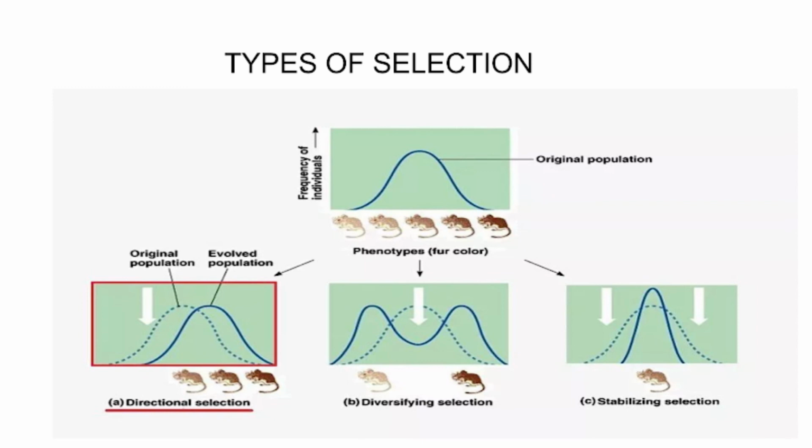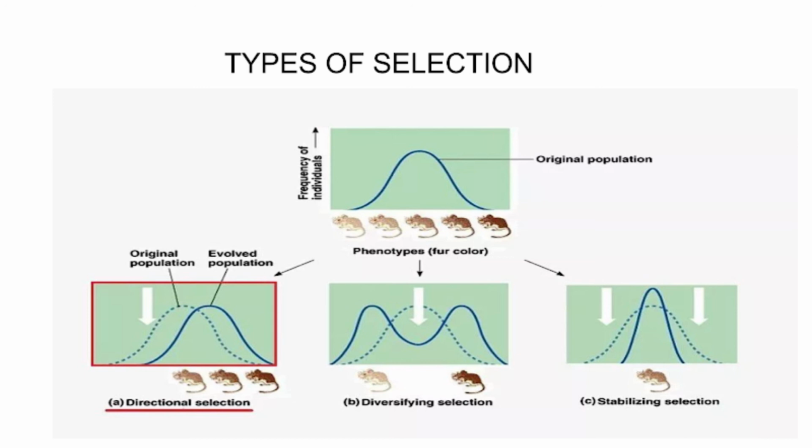Now let us discuss the types of selection. There are three kinds of natural selection. The first one is directional selection, the second is diversifying selection, and the third is stabilizing selection. An example is given for the fur color of rats and the frequency of individuals. Here is a graph which shows the phenotype of the fur color for the rats and the frequency of individuals bearing it. In the original population, all the fur colors are present.